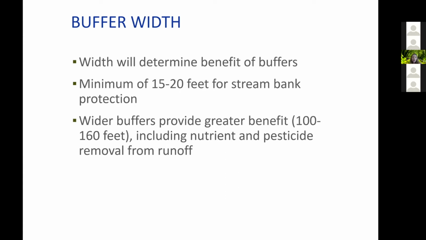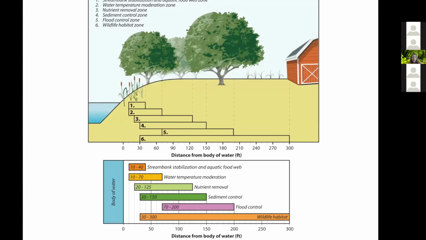And so I say up to 160 feet. That's sometimes what we use in forestry practices, and especially when we have that kind of situation, if we're harvesting timber and we have an upslope disturbance, we want a wide buffer if possible. And the wider the buffer, the greater benefit we get, and that would include some nutrient and pesticide removal from the runoff, as well as wildlife habitat. So this graphic kind of gives us an idea of how far away from the stream we need to go with our buffers to get specific benefits.